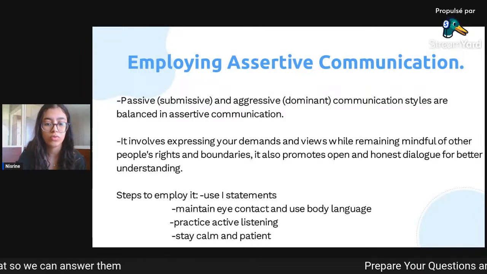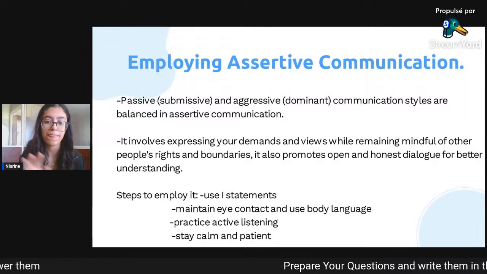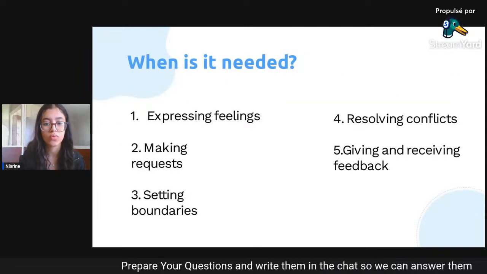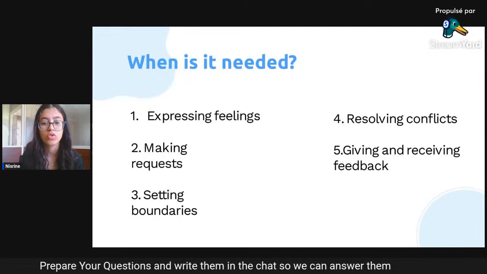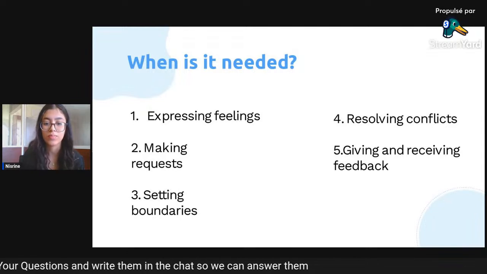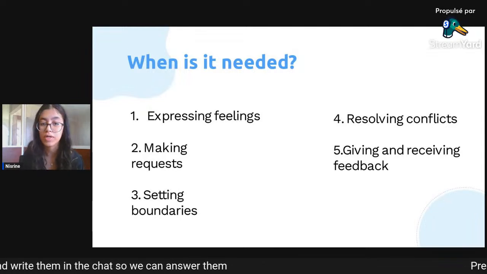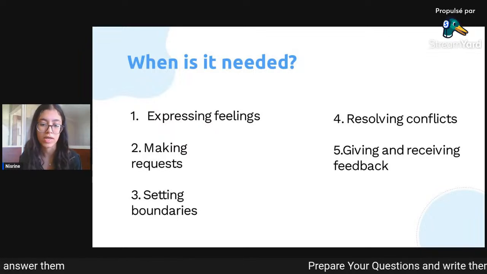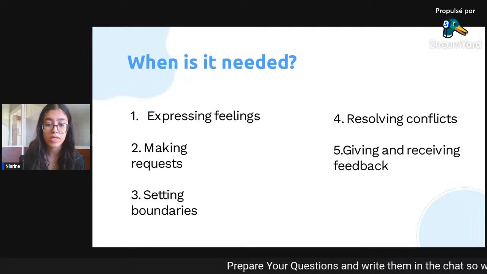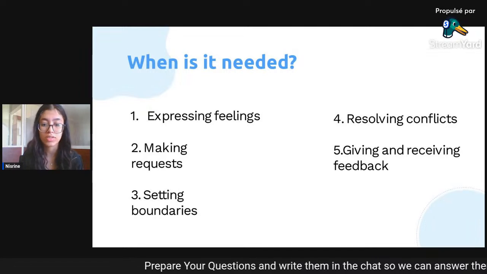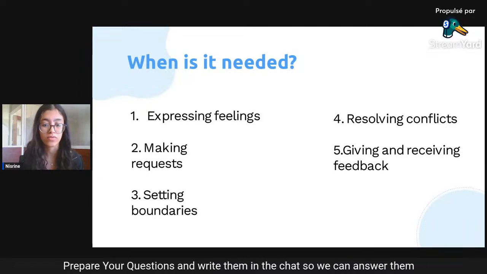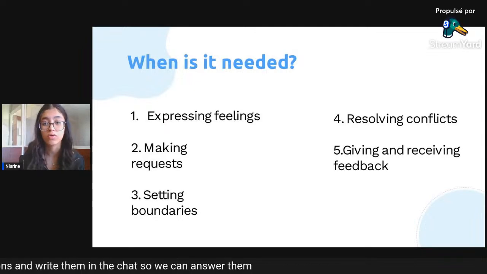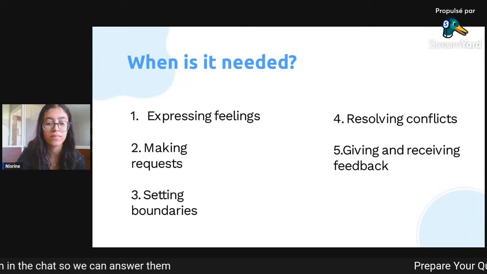So when do we use assertive communication? Next up, we use it when expressing our feelings. So, for example, when you need to express your emotions, whether positive or negative, for example, when you're happy, sad, angry, or frustrated. When making requests, it's appropriate to be assertive when you want to make a request or ask for something. Clearly state what you need or want while considering the other person's perspective.